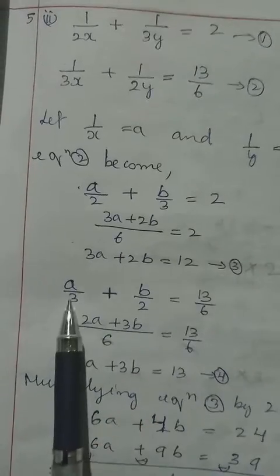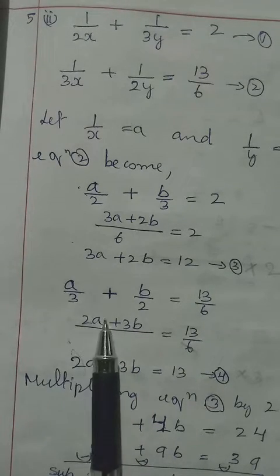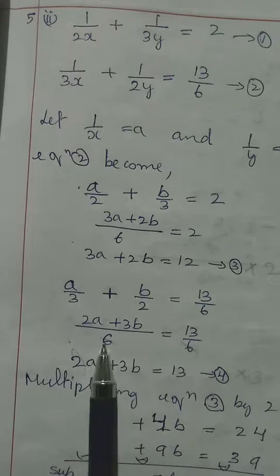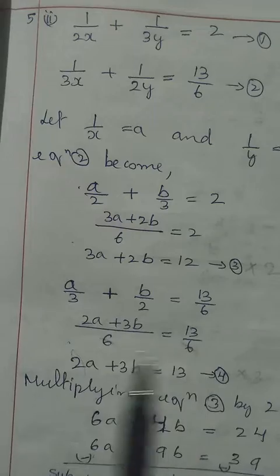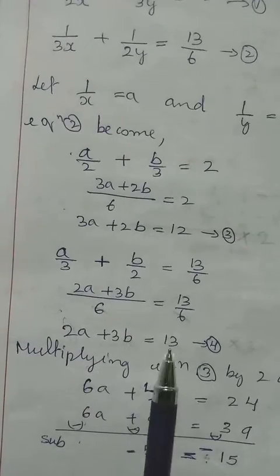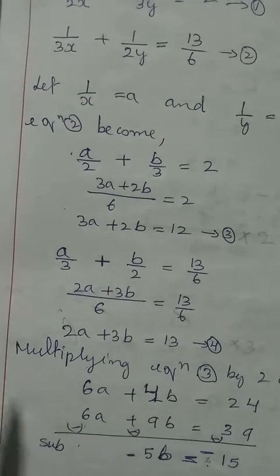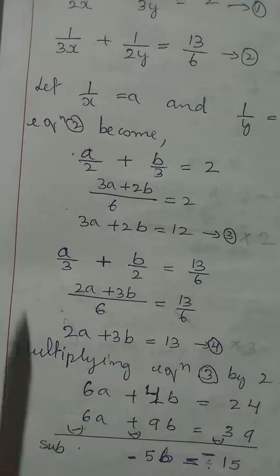Then we find LCM of 3 and 2, 6. 6 divided by 3 is 2, 2 into a will be 2a; 6 divided by 2 is 3, 3 into b, 3b. Both the denominators are 6, so we can cancel. So we have 2a plus 3b equal 13. Now we can solve them either by elimination or substitution. Now we do it by elimination.